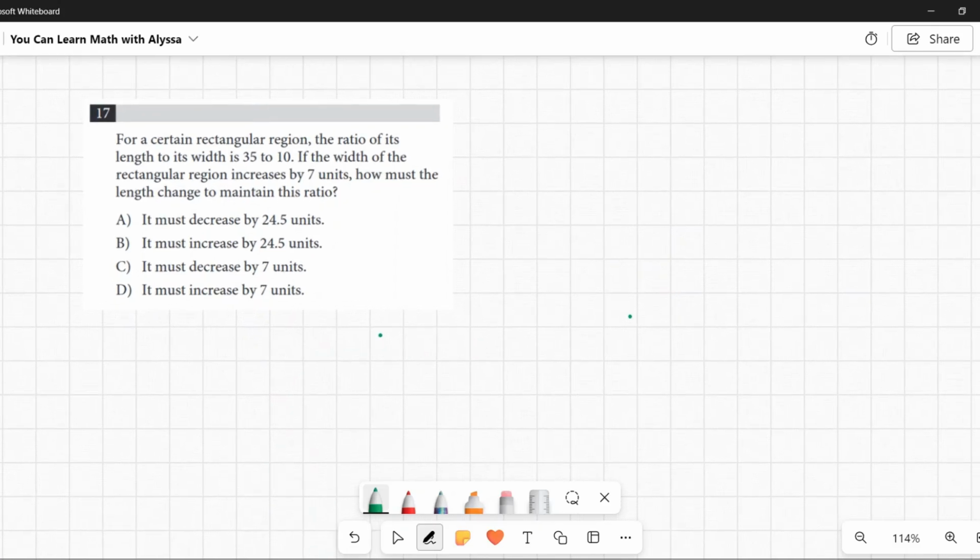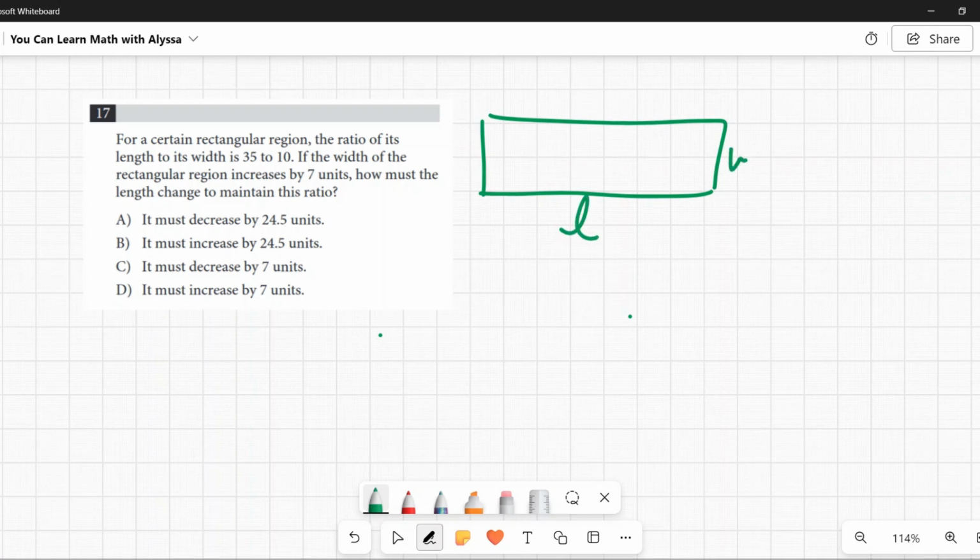Okay, number 17. For a certain rectangular region, the ratio of its length to its width is 35 to 10. So I've got this rectangular region, and the ratio of its length to its width is 35 to 10. That's not the actual numbers of it, but it could be. But the ratio is 35 to 10.